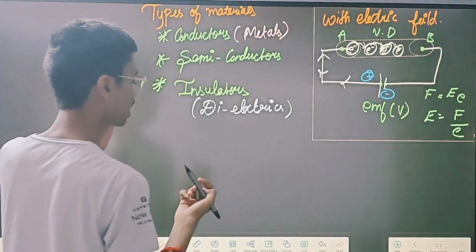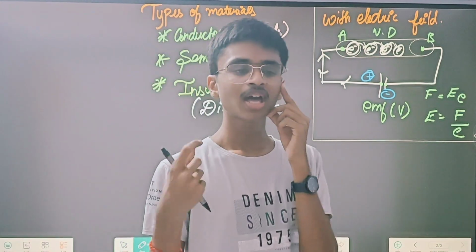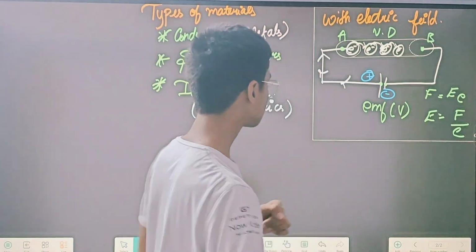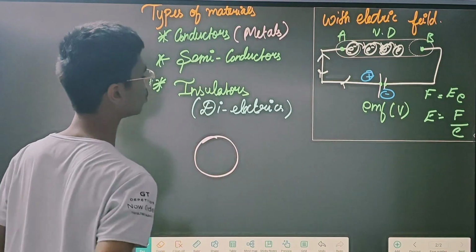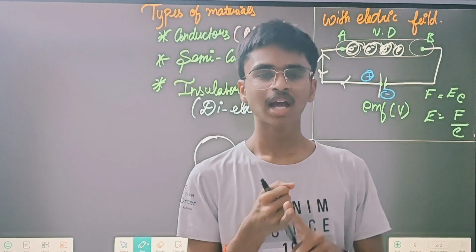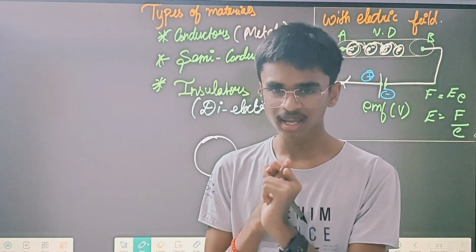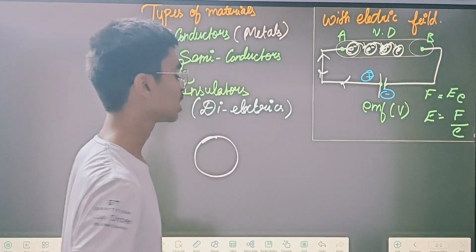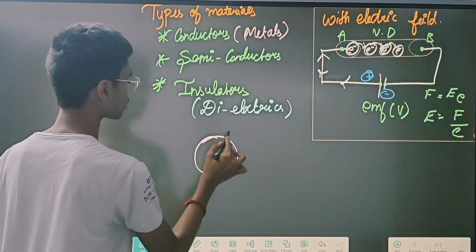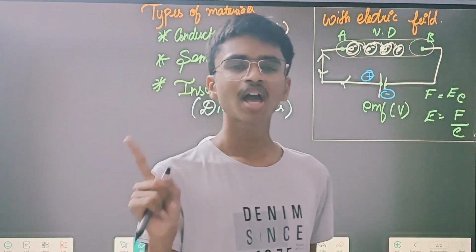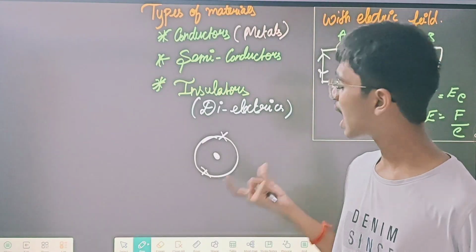See, there are actually some rules. There are some rules for having octet configuration, for having stability. First will be for the first few elements alone: hydrogen, helium, lithium, beryllium. For these first 4 elements alone, they will be following the duplet rule. That means in the first shell there should be only 2 electrons. That's it. More than that they cannot have. And if they are having only 2 electrons, that means they are stable.